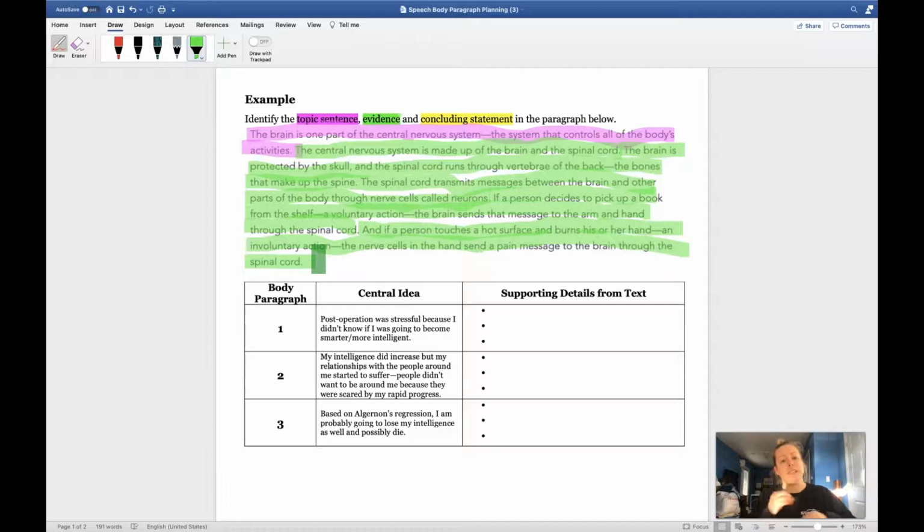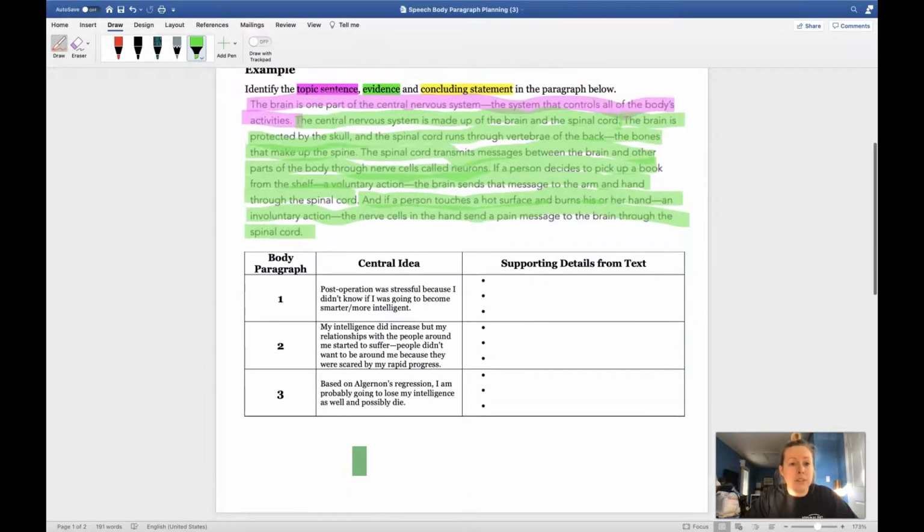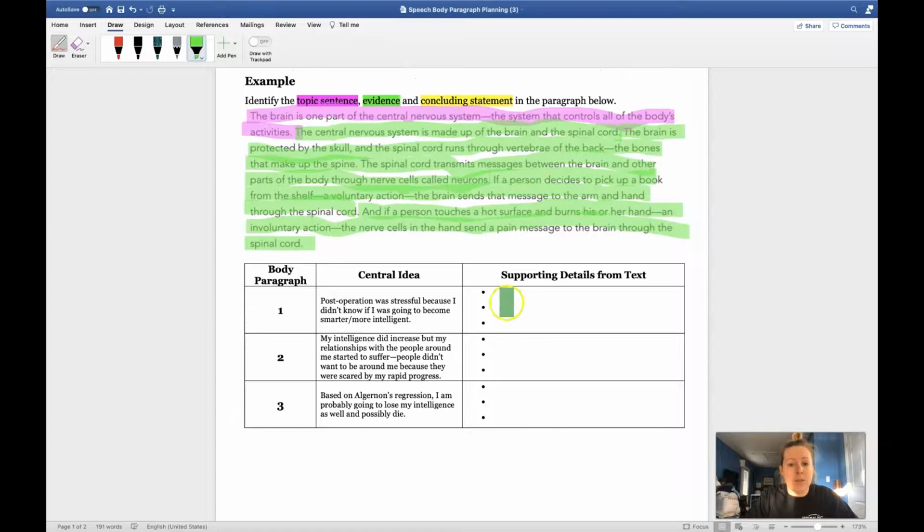So what we're going to do today is gather evidence for the central ideas that you guys came up with yesterday. So I pulled these directly from the notes that were posted yesterday. And your job is to go into the text and find supporting details that support that Charlie was feeling stressful after the operation because he didn't know if he was going to be intelligent.